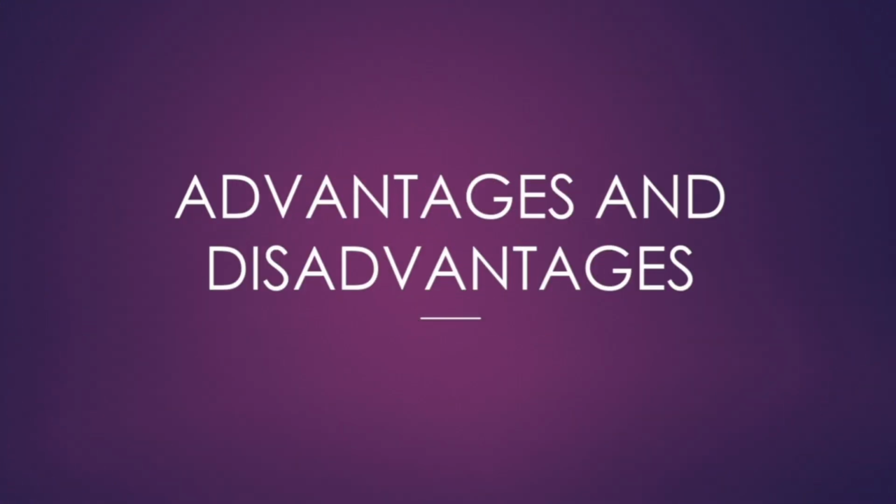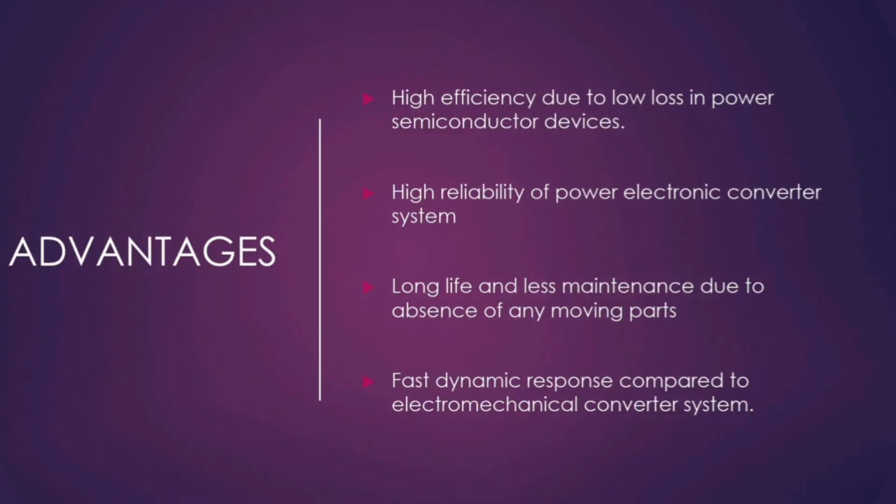Advantages and disadvantages of power electronics. In advantages, power electronics have high efficiency due to low loss in power semiconductor devices. They also have a high reliability of the power electronic converter system. They have long life and less maintenance due to absence of any moving part, and they have fast dynamic response compared to electromechanical converter systems.